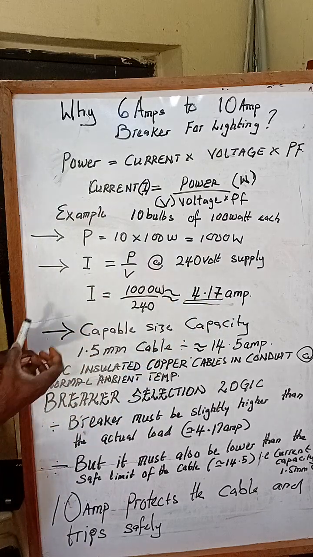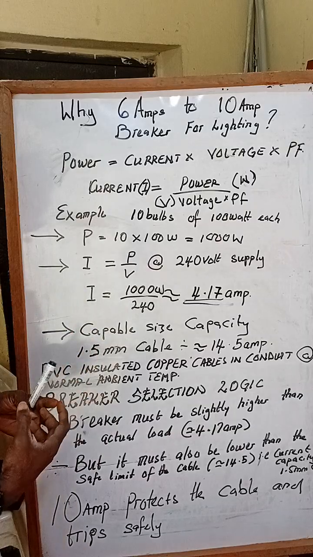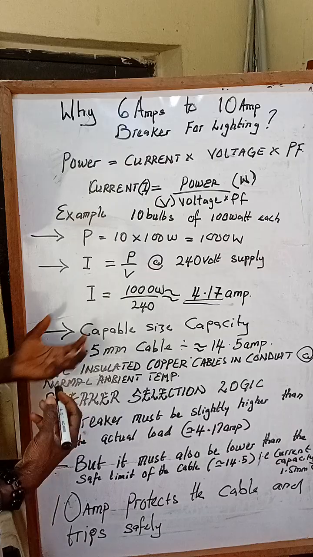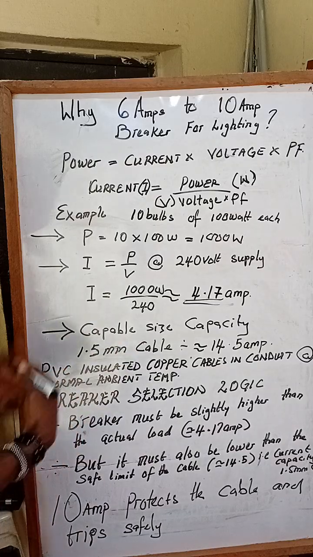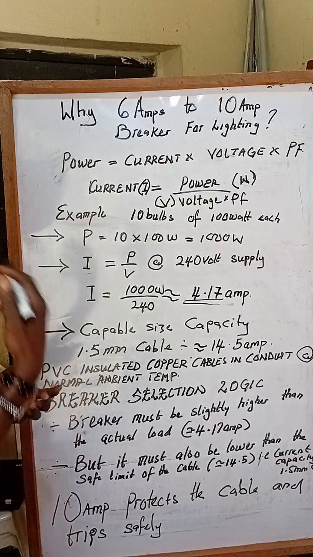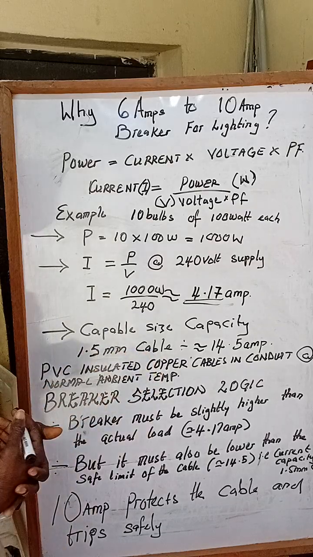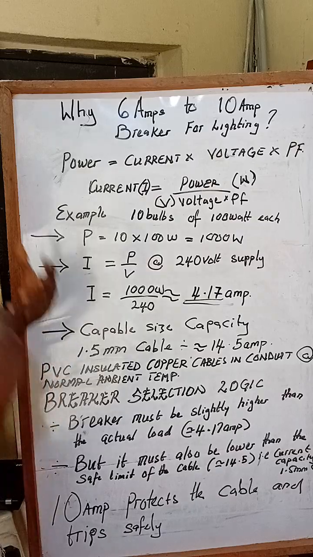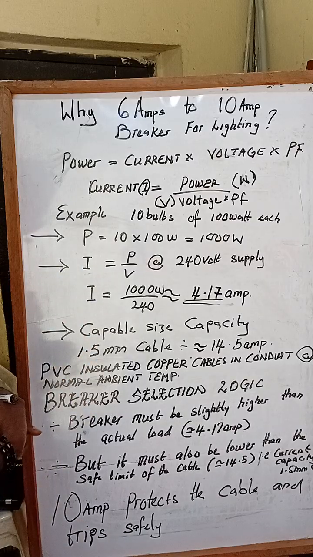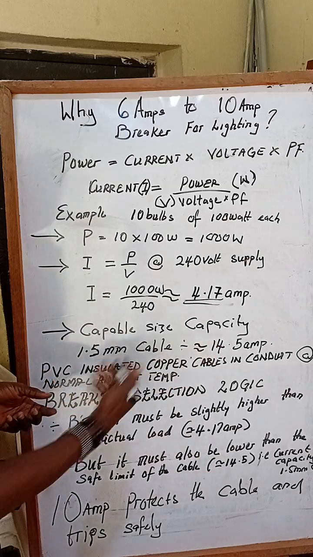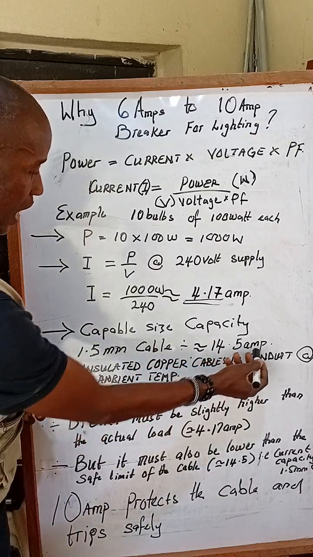Now, to know the breaker that we are going to use, we must also know the cable size. The cable size we want to use is 1.5 mm cable. And we know the current capacity of 1.5 mm cable at ambient temperature in conduit is 14.5 amps.